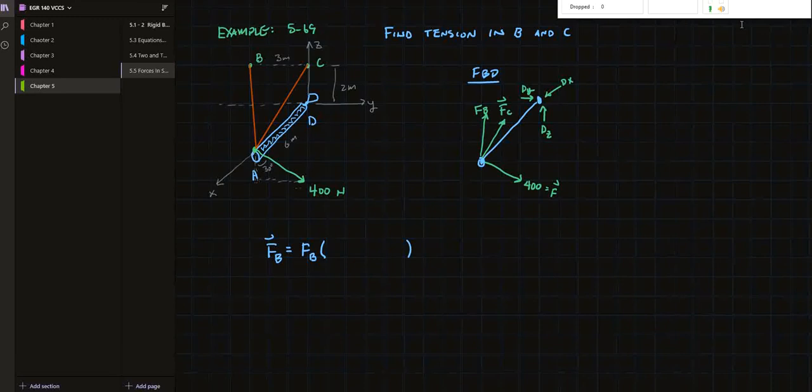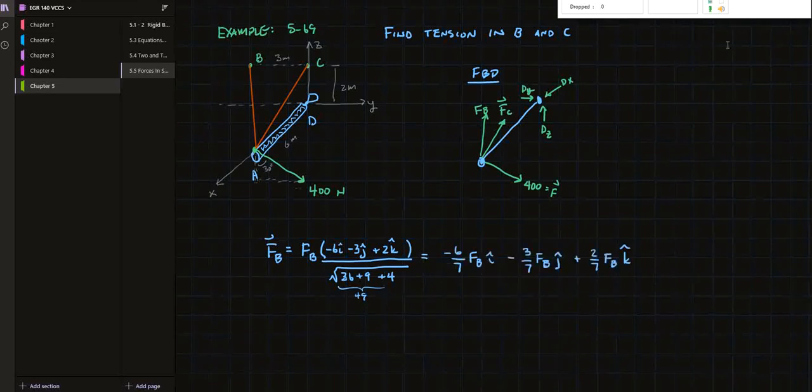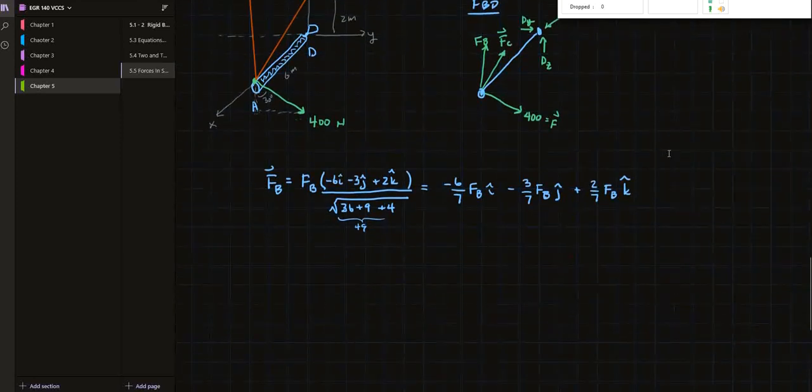So B heads off in the -6 direction, -6i. It heads in the -3 direction for y, -3j, and then up 2 in the k direction. That's the direction it is heading. So this is going to be square root of 36 plus 9 plus 4. I squared those terms. That equals 49. So this is going to be 7. So this is just simply -6/7 FB i minus 3/7 FB j plus 2/7 FB k.